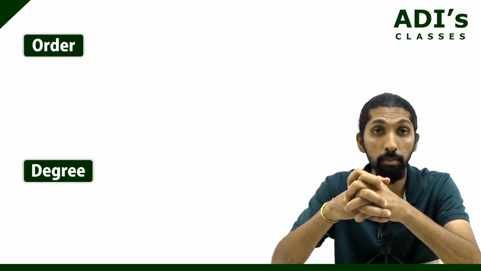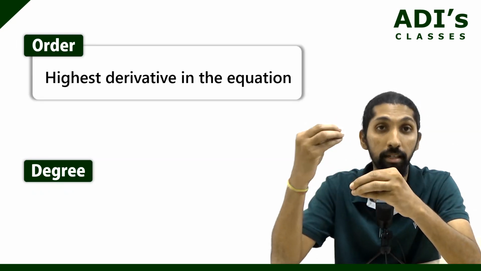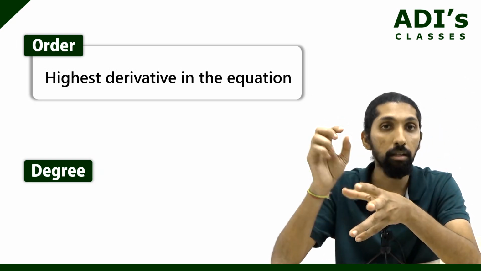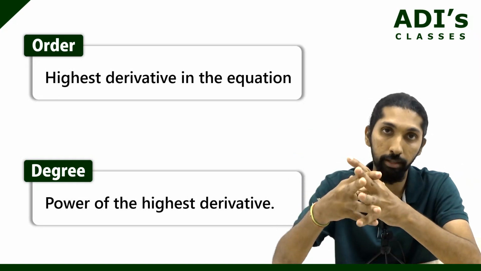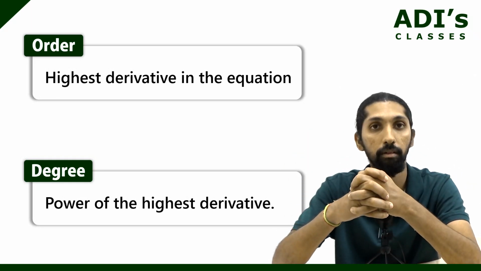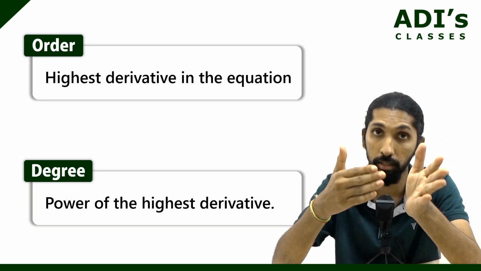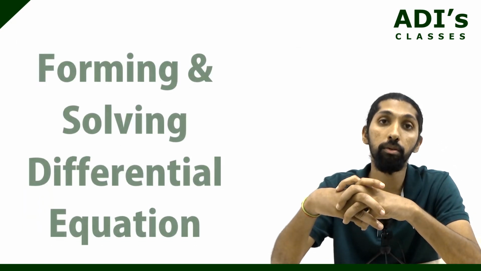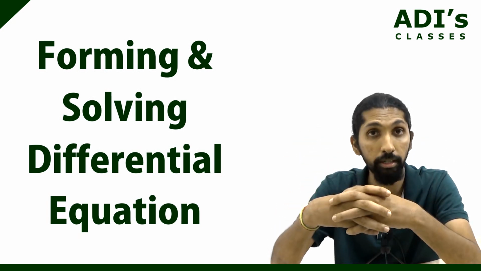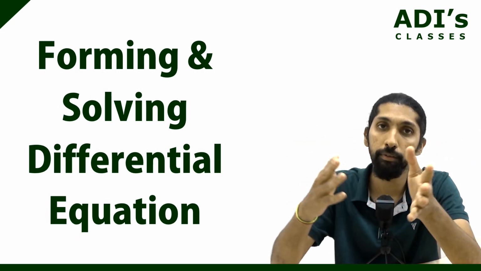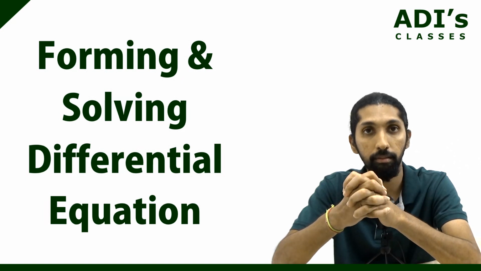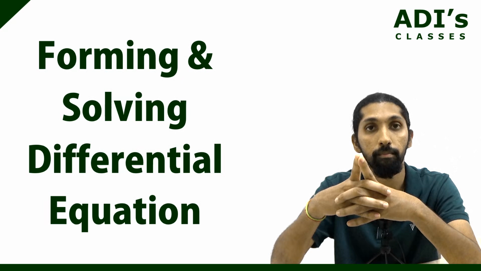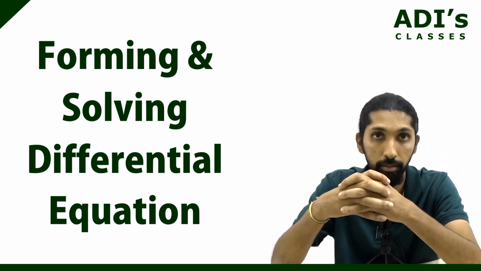So order talks about the highest derivative, right? And the degree is the power of the highest derivative. That's the degree, right? Once you know what the order and the degree are, the next thing was how we are going to form a differential equation under different scenarios and circumstances, correct? Suppose you want to frame a differential equation, how are we going to go about it?